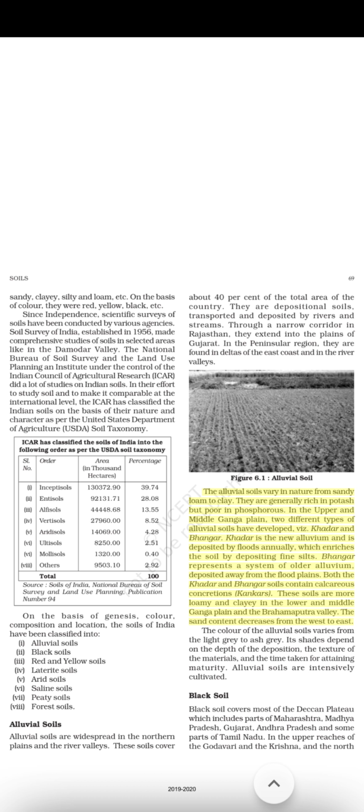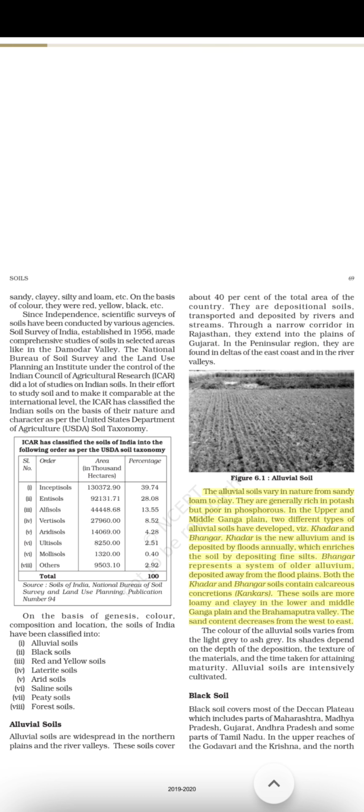The alluvial soils vary in nature from sandy loam to clay. They are generally rich in potash but poor in phosphorus. In the upper and middle Ganga plain, two different types of alluvial soils have developed, viz. Khadar and Bhangar. Khadar is the new alluvium and is deposited by floods annually, which enriches the soil by depositing fine silts.